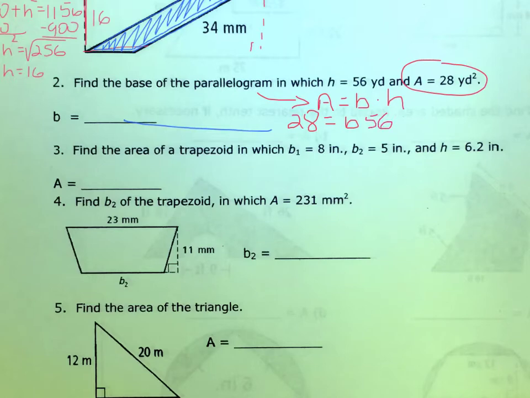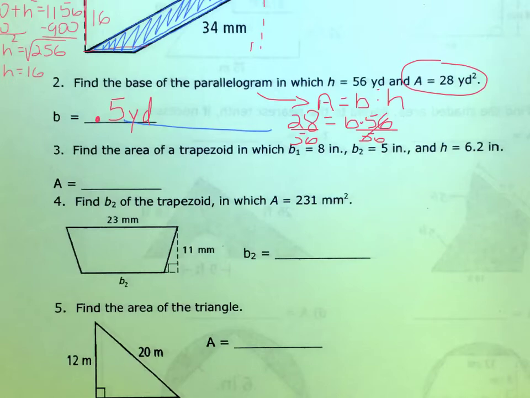All we have to do here is, since the 56 is multiplying the base, we divide both sides by 56. So be very careful, because 28 divided by 56 is a decimal number. It's just 0.5. So it's 0.5, and the unit of measure is yards. So it's yards, and that's it. Okay. Next problem.